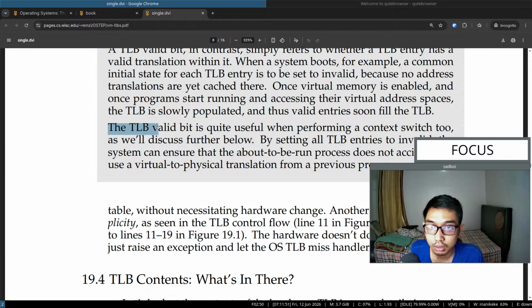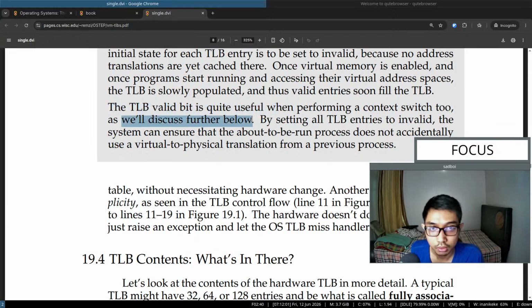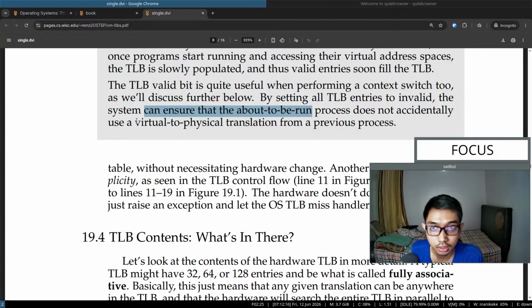The translation lookaside buffer valid bit is quite useful when performing a context switch too, as we'll discuss further below. By setting all translation lookaside buffer entries to invalid, the system can ensure that the about-to-be-run process does not accidentally use a virtual to physical translation from a previous process. Oh.